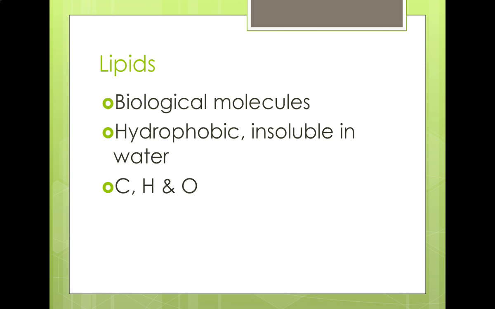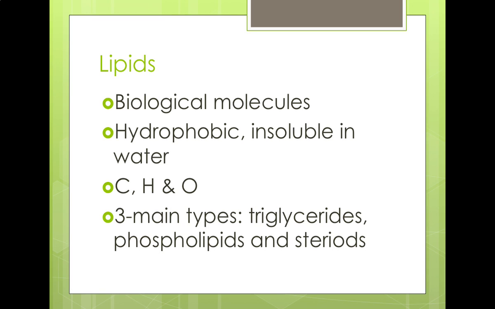Lipids contain carbon, hydrogen, and oxygen. Those are the elements that are involved in lipids, which is what we saw with carbohydrates as well. There are three main types of lipids, at least the ones that IB Chem needs you to know about. They are triglycerides, phospholipids, and steroids.